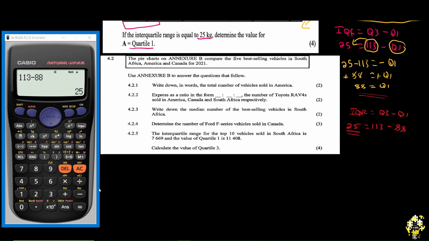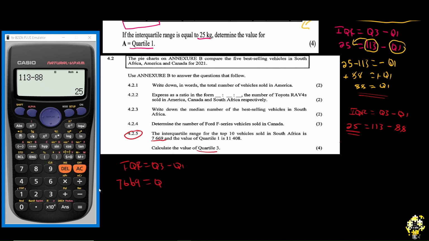Now let's go to the last one. So the last one, we are simply going to be focusing on 4.2.5, which is still talking about IQR. It says that the interquartile range for the top 10 vehicles sold in South Africa is. So that means we know IQR is equal to Q3 minus Q1. IQR has been given as 7669, which is equal to Q3 minus Q1, and the value of Q1 is 11,408, but we are supposed to calculate Q3.